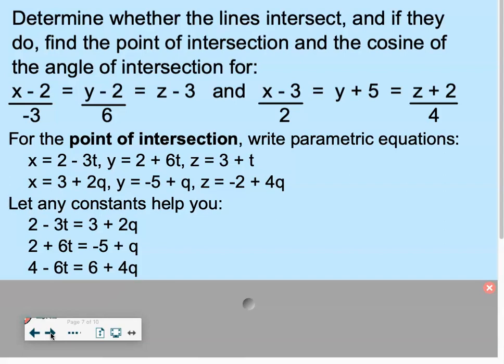Remember, vectors don't have a location, so you don't substitute the point. You just use the direction vectors and divide by the magnitudes. What's going to be the angle of intersection?